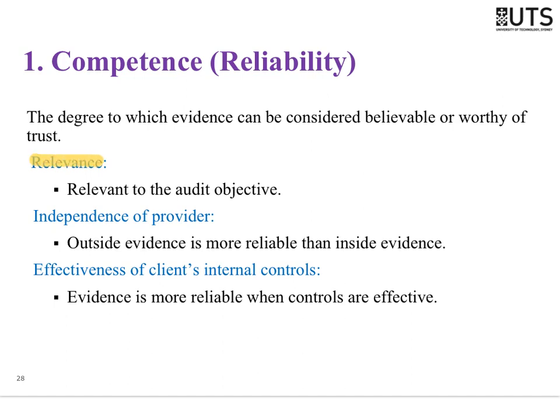Now, what does that mean? In the slide, it says relevant means that it's relevant to the audit objective. I'm just going to provide you with a bit more explanation. Let me say it this way. Audit evidence is relevant when it actually links back to what it is you're trying to test. Let me give you an example. If you're testing sales revenue, then evidence that would be relevant are things like a sales invoice, because that links back to sales revenue. A customer sales order, because that links back to sales revenue. The sales journals, that links back to sales revenue. So these are all relevant.